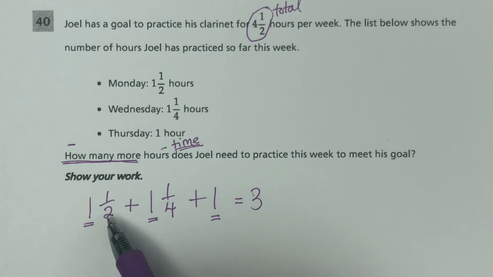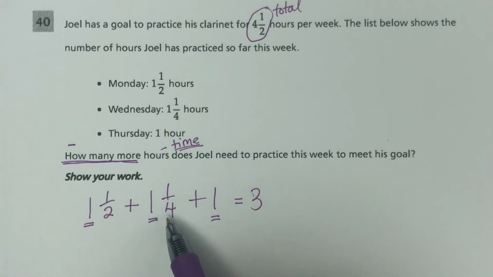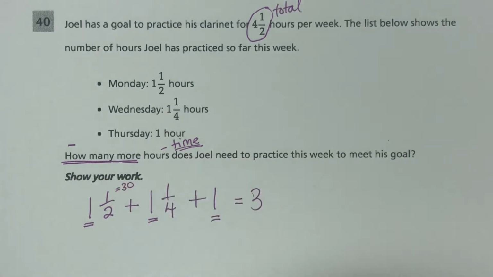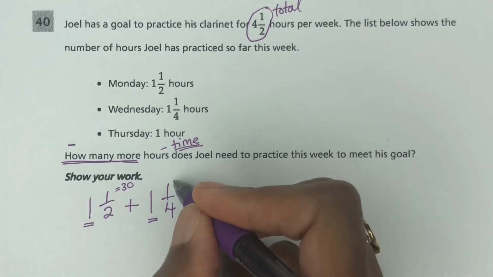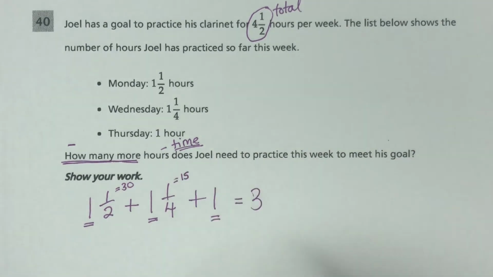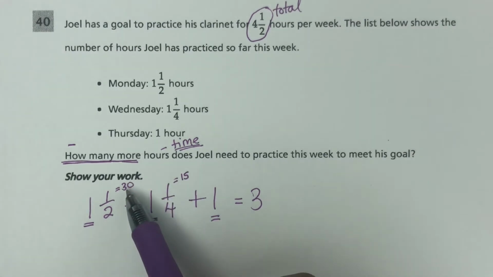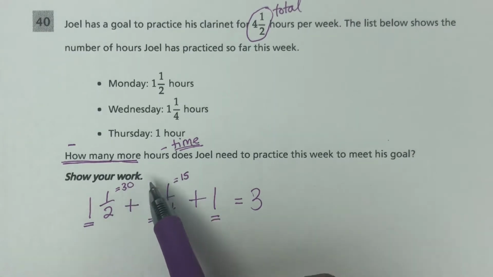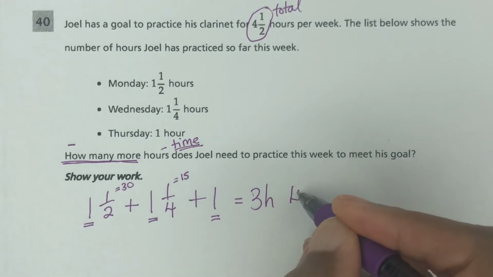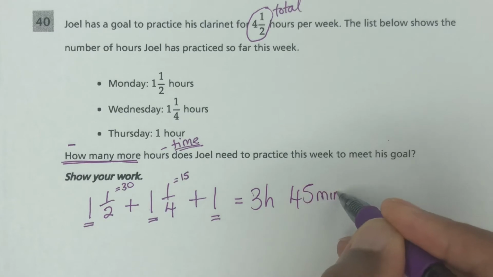Now we have a half an hour and a quarter of an hour. So we know that half an hour is 30 minutes, right? I hope you're all in agreement here. And a quarter of an hour is 15 minutes. Yeah? Okay, so now we're adding this 30 and this 15 to make 45, right? So 3 hours and 45 minutes, right? So 3 hours and 45 minutes we're going to put here.